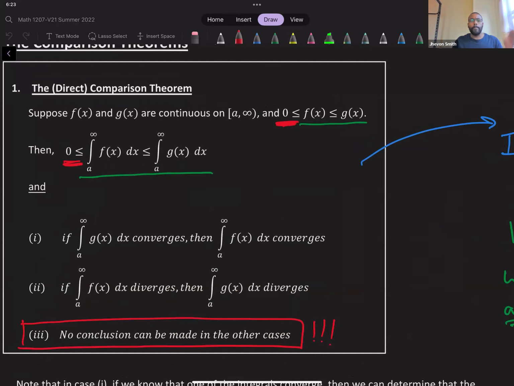And then based on whether one converges, we can determine whether the other one converges. So the scenario is like this. If I have some non-negative functions and their integrals line up in this certain inequality, 0 is less than or equal to the integral of f, less than or equal to the integral of g, then if the bigger one converges, the smaller one has to converge because it's always less. And if the smaller one diverges, the bigger one has to diverge because it's bigger. And you can't really conclude anything else in any other scenario.